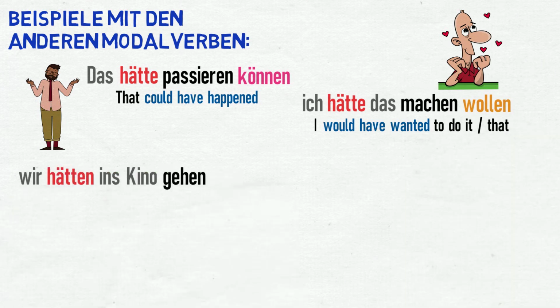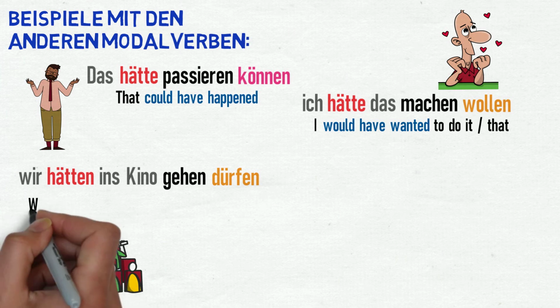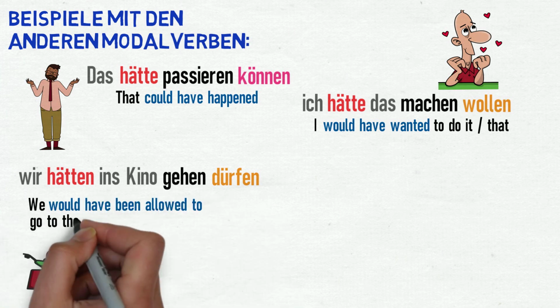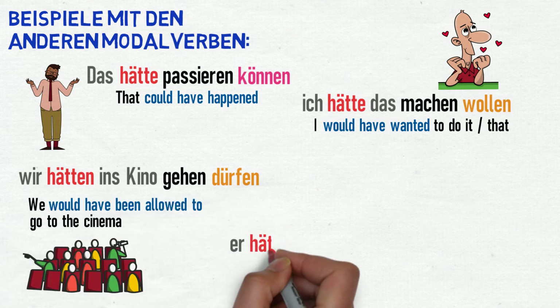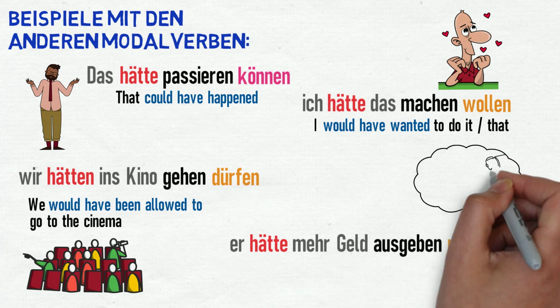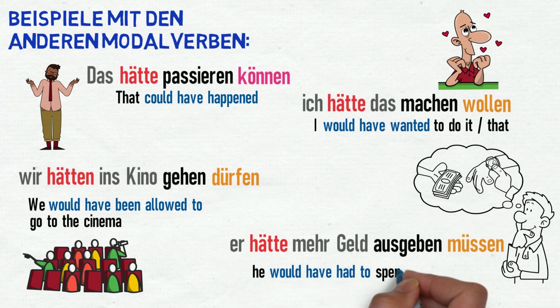Wir hätten ins Kino gehen dürfen. We would have been allowed to go to the cinema. Hätte mehr Geld ausgeben müssen. He would have had to spend more money.